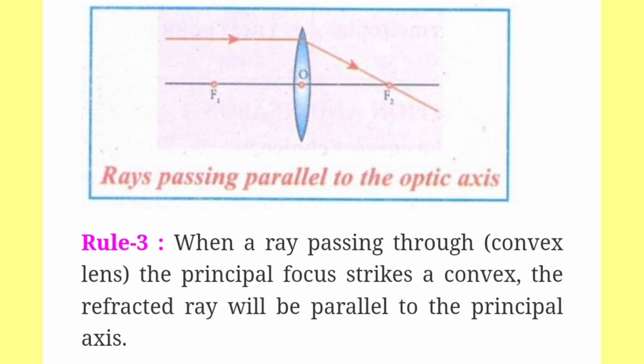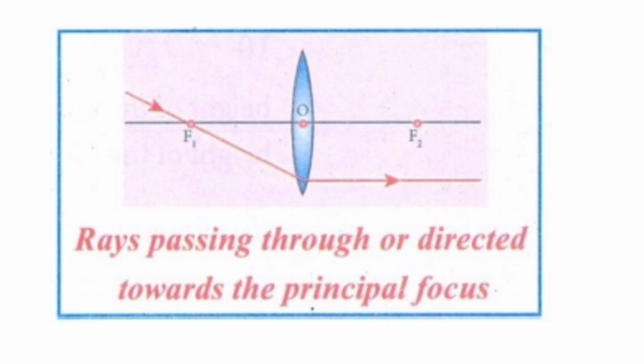Then rule 3, when a ray passing through the principal focus strikes a convex lens, the refracted ray will be parallel to the principal axis. Draw this diagram. Rays passing through or directed towards the principal focus.